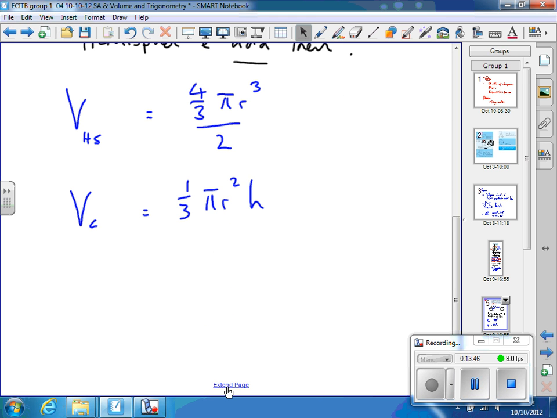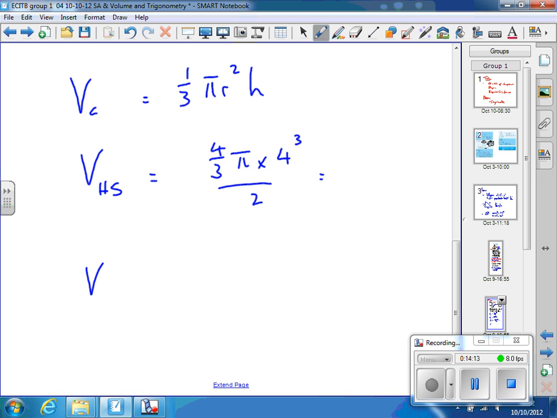let's find the volume of the hemisphere. Equals 4/3 pi times, what's the radius? 4 centimetres over 2, which equals. So we can work that out, okay, and give it to an appropriate accuracy. What about the volume of the cone? It's 1/3 pi times the radius squared times the height.